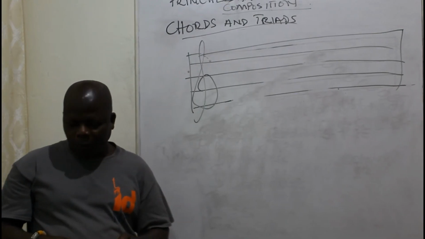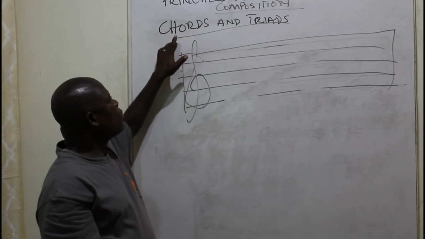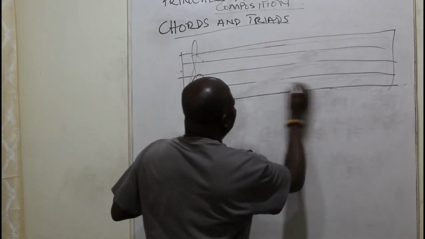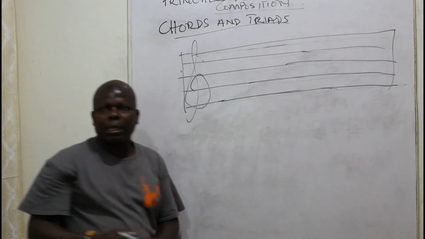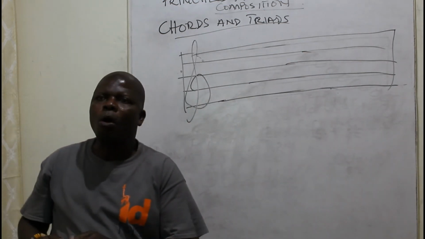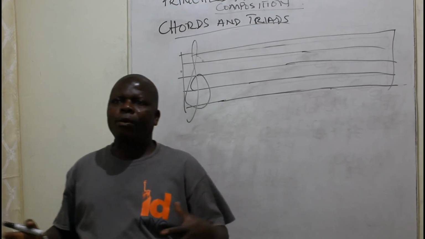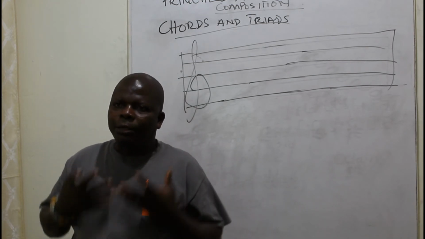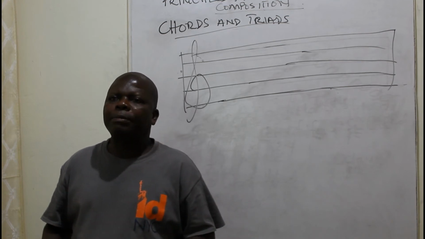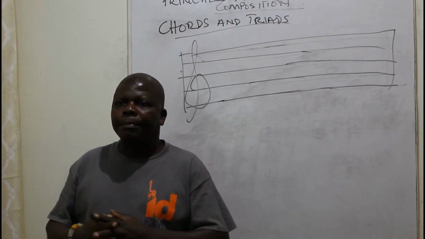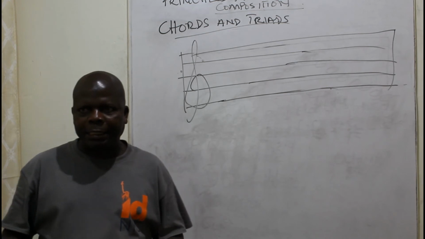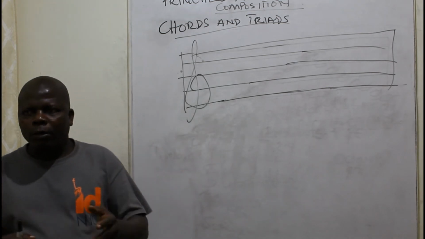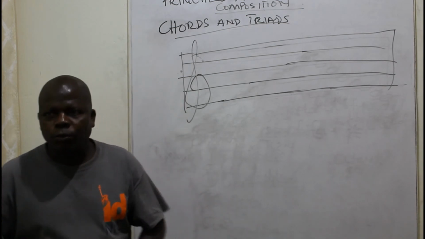In our next point, we are going to talk about chords and triads. What are chords and what are triads? Chords are two or more musical notes played or sounded together. Chords can be 3 notes, 4 notes, or more than that. Chords are built on intervals of thirds.